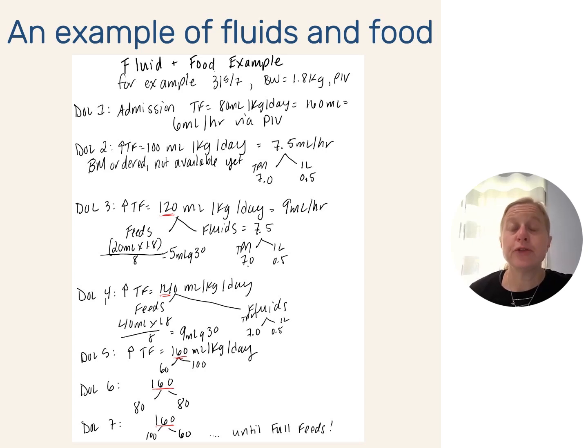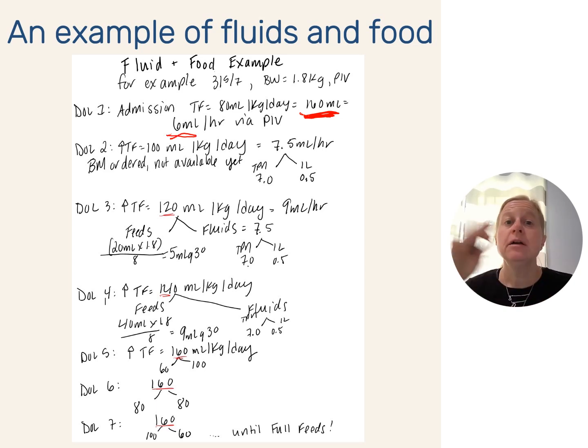So again, we've got this little 31 5/7 weeker. We're going to start them on 80 mils per kilo per day. So we see that here. They need 160 mils for the whole day. We're going to divide that by 24 hours because we run our fluids as a per hour rate. So they're going to get their fluids at 6 mils an hour.